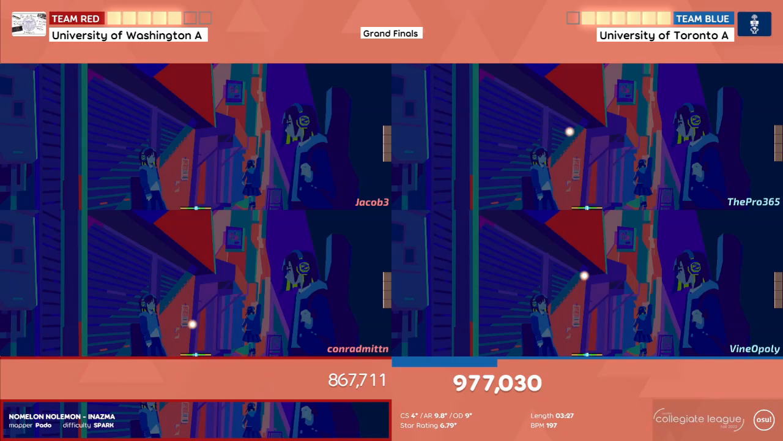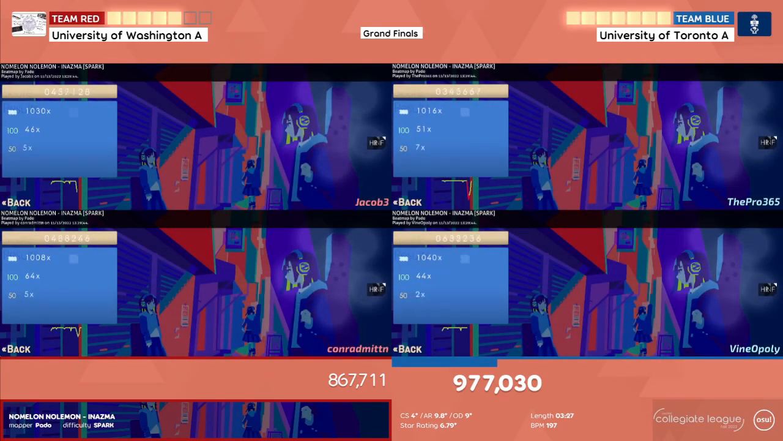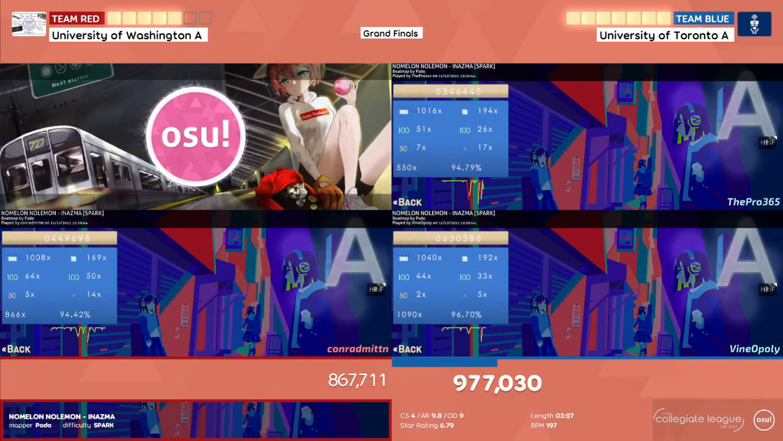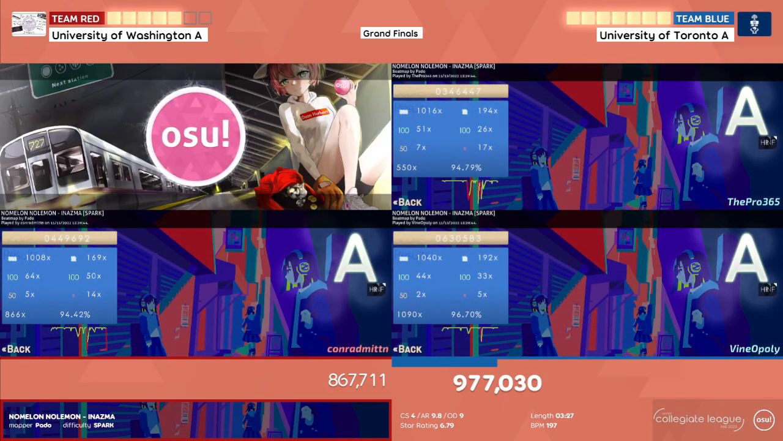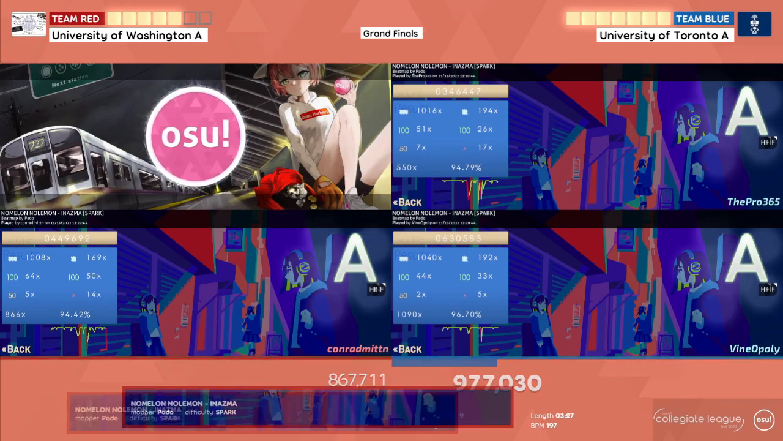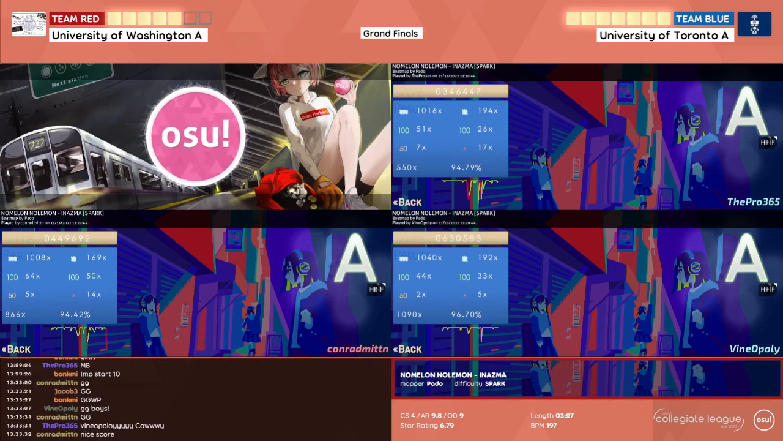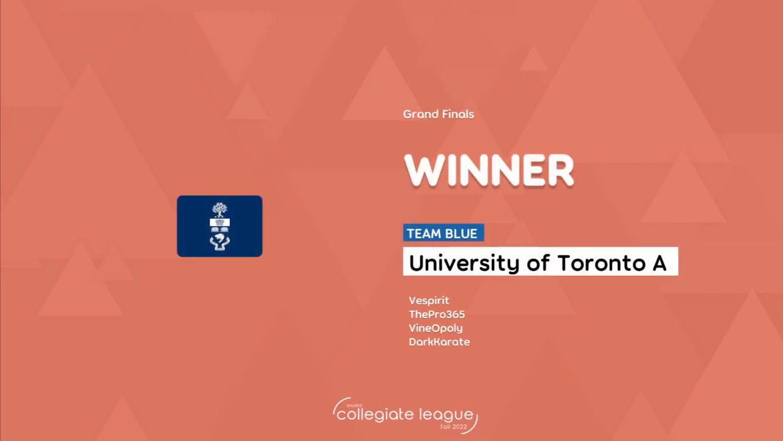This is a 7-5. With the match point being given to Toronto after taking the last 2 maps, Toronto would successfully get the revenge on University of Washington, as Toronto would win this one by the score of 7-5 to advance into the winners grand finals. Washington would get 3rd place in the Tier 1 tournament, but now the moment you have all been waiting for, the Tier 1 grand finals match.